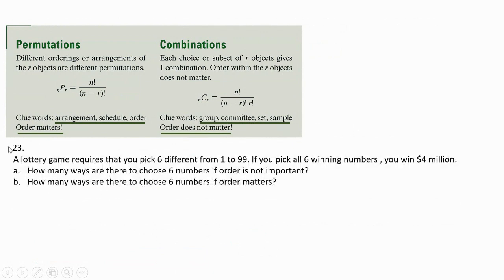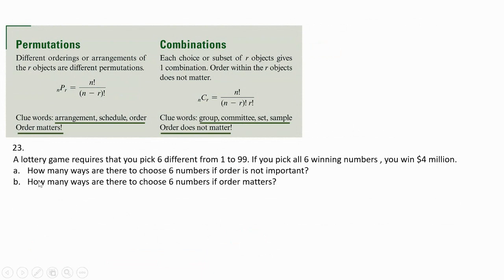Okay, it says number 23. A lottery game requires that you pick six different numbers from 1 through 99. If you pick all winning numbers, you will win $4 million. This is related to the lottery. I like to show these type of problems to my students just so they know that the odds against you for winning the lottery are really impossible, because there's too many ways that your order can be placed, and more likely you will not win the lottery because the odds are against you.